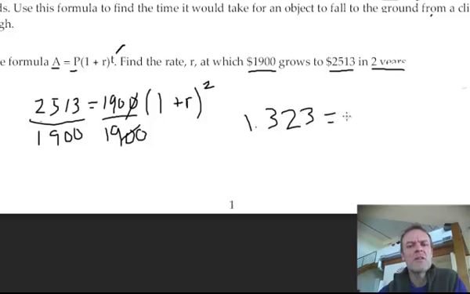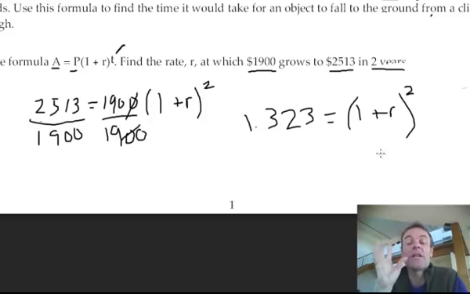Right, so 1.323 equals 1 plus R all squared. Okay, remember I just got rid of that 1,900. Now here it comes. This is why this is in this section. What do we do to get to the R? First of all, we square root both sides to get rid of the squared. In other words, again, the easy bit is if I square root this side, it's just 1 plus R.